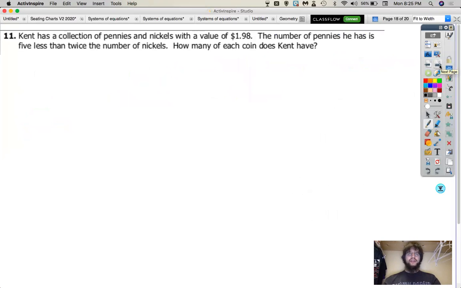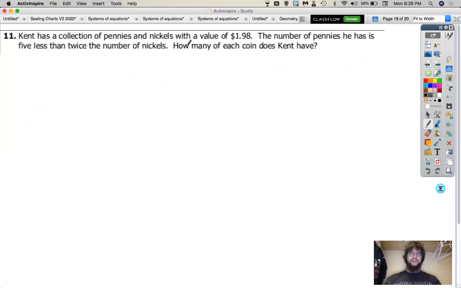Kent has a collection of pennies and nickels with a value of $1.98. Believe it or not, this problem gives some students a lot of issues because they don't know how much a freaking nickel's worth. Anyway, the number of pennies he has is 5 less than twice the number of nickels. Also that, they can't read. How many of each coin does Kent have?